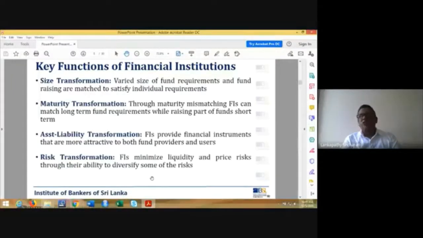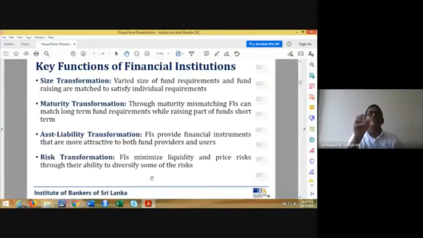Maturity transformation. Of course, there's a surplus unit person called X. He has surplus money of 10 million rupees, but he needs that money back in a 1 year period. But there's a deficit unit, the person Y. He needs the same 10 million rupees, but for a 5 year period. So there will be a maturity mismatch. To do this maturity transformation, the financial institutions play the role.